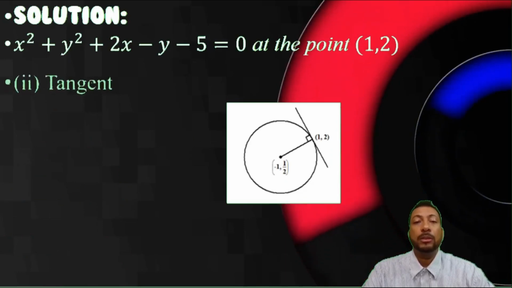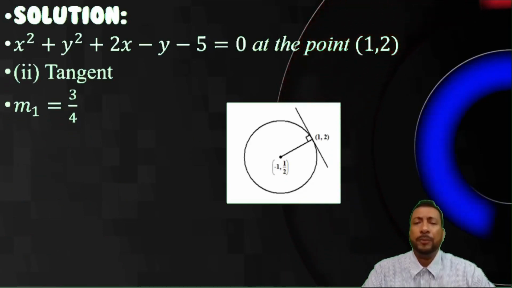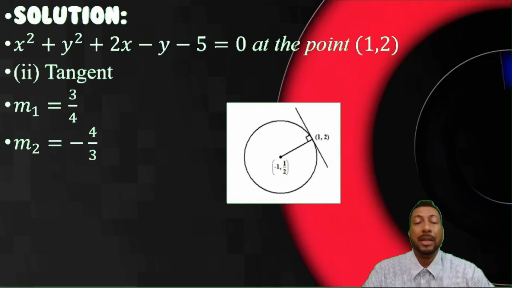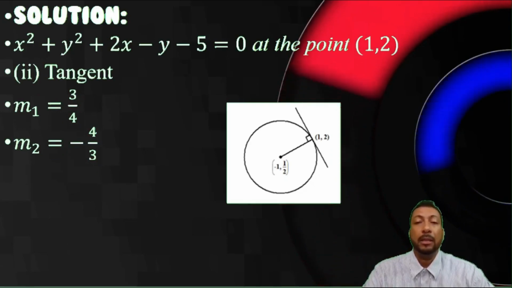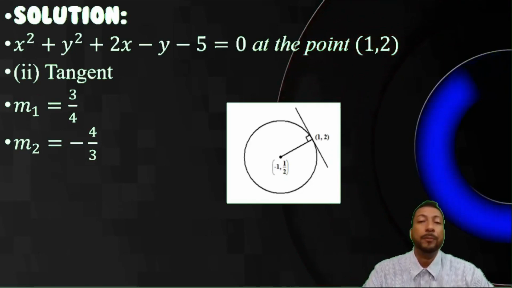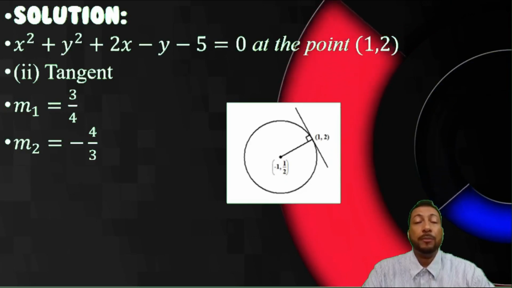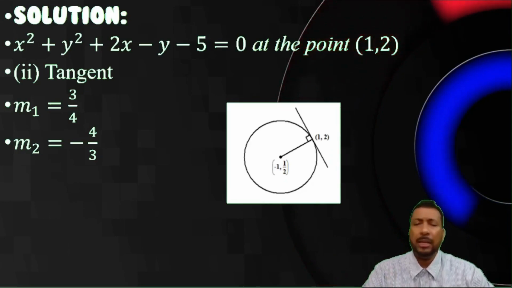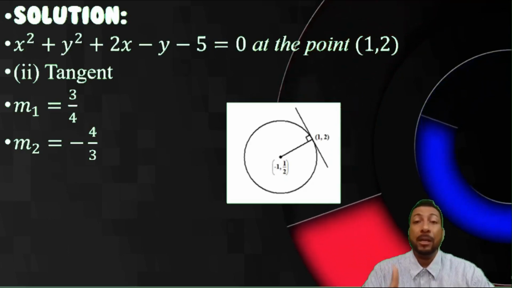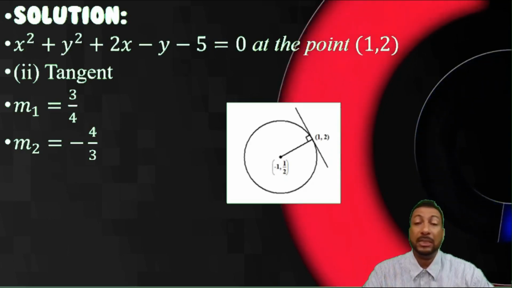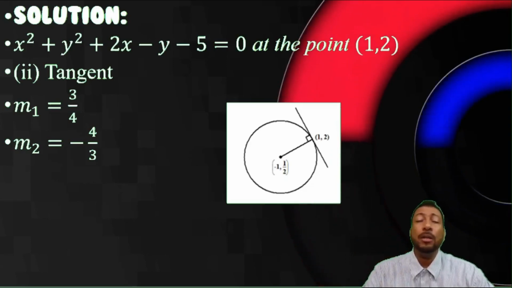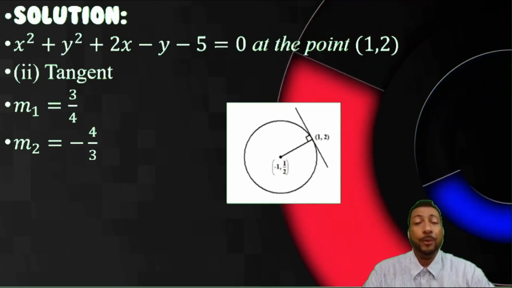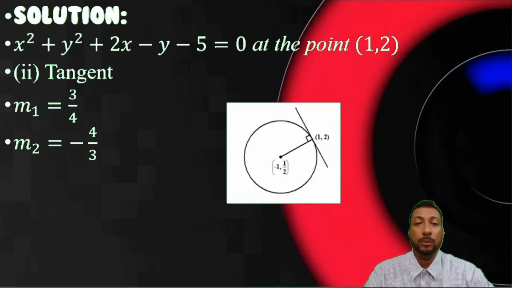Now, on to the tangent line. So if the gradient of the normal is 3/4, then the gradient of the tangent line will be the negative reciprocal of that. It will be -4/3. Now, to find the equation of the tangent line, I have to use the point (1, 2). I cannot use the point (-1, 1/2), because the point (-1, 1/2), which is the center of the circle, does not lie on the circumference of the circle where the tangent passes through. So I have to use the point on the circumference of the circle, which is (1, 2).